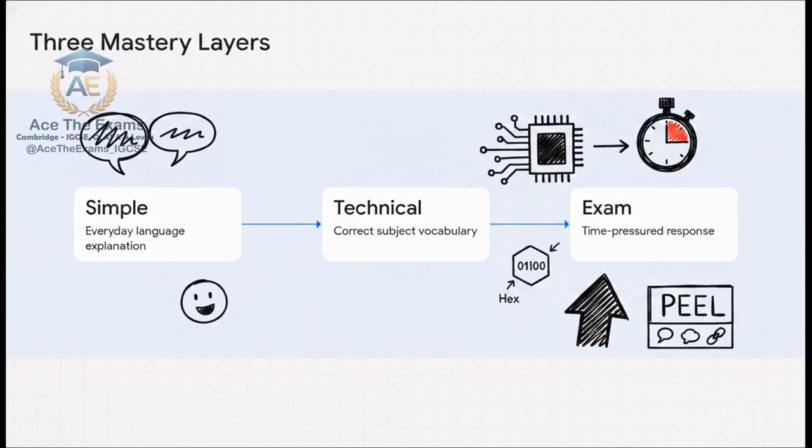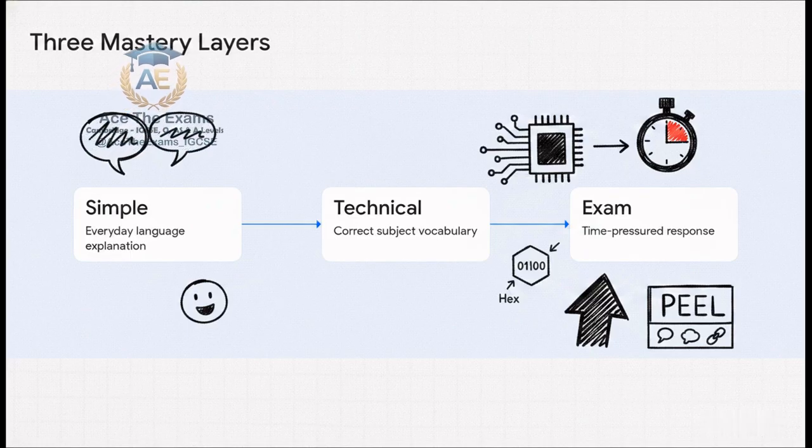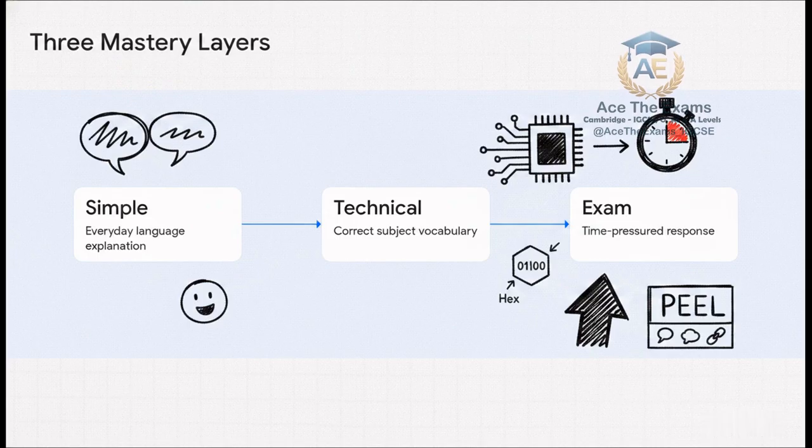But Layer 3 is the ultimate goal. This is the exam explanation. This is where you have to shape that raw technical knowledge into a perfectly structured, time-pressured, high-scoring response. You know, students usually think they've mastered a topic when they reach Layer 2, but they completely fall apart when forced to express it in the rigorous format of Layer 3.